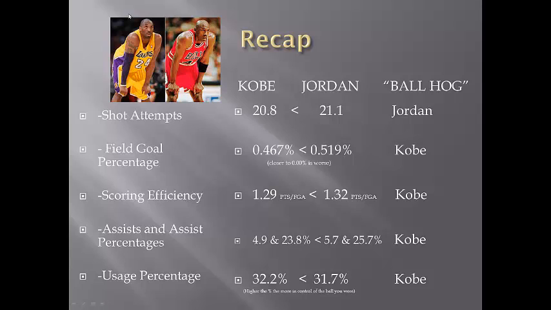Assists and assist percentages, 4.9 and 23.8, is less than 5.7 and 25.7. Once again, Jordan in favor, Kobe ball hog. Usage percentage, 32.2% is more than 31.7%. Because the higher the percent, the more control of the ball you have. I know this is greater, but it's in the sense of being a ball hog. Less for Jordan, more for Kobe, which in turn shows Kobe is the ball hog in this area because he has a higher percentage.